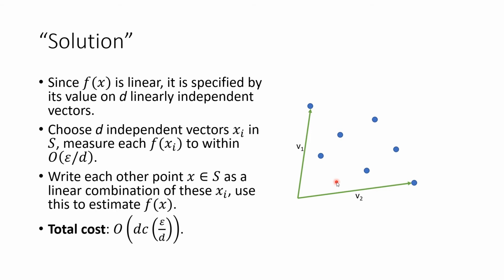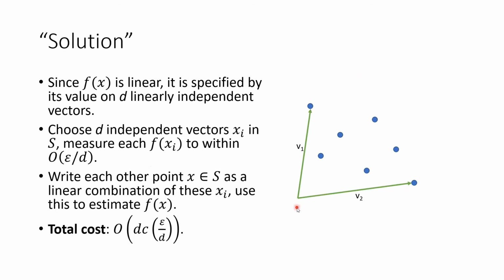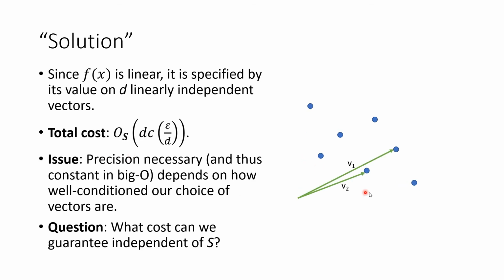And this is great, but it has a caveat. The caveat is that the constant in the big O really depends on the set S of points. And in particular, it depends on the set of vectors you choose to approximate all the other points. So in particular, the precision necessary depends on how well conditioned our initial choice of vectors is. So in the previous slide, if we choose these two vectors, maybe we can get away with epsilon over d with a reasonable constant. If we choose these two vectors, we'll need a much larger constant because this set of vectors is a lot less well conditioned.